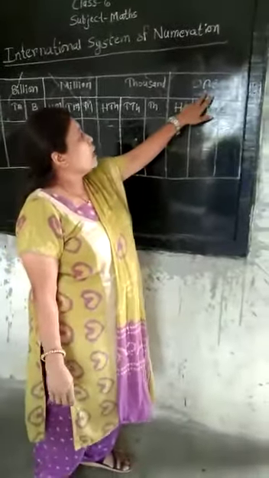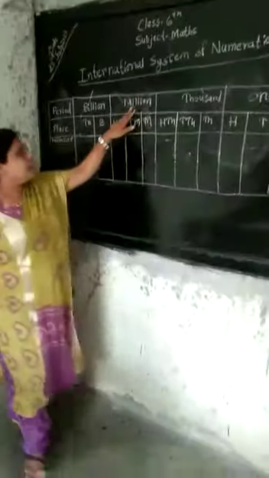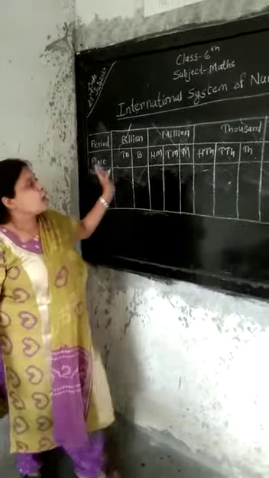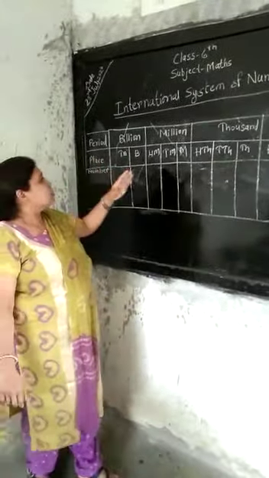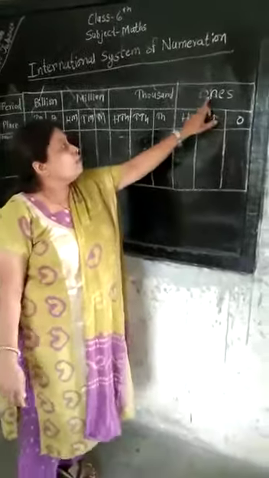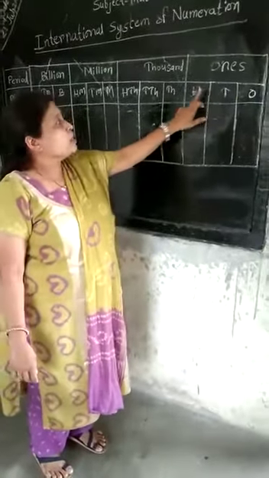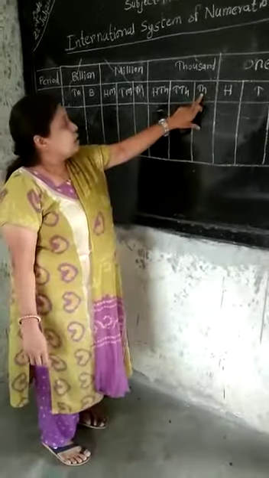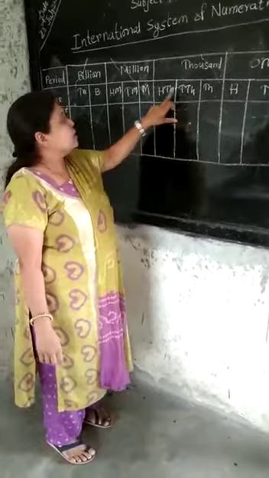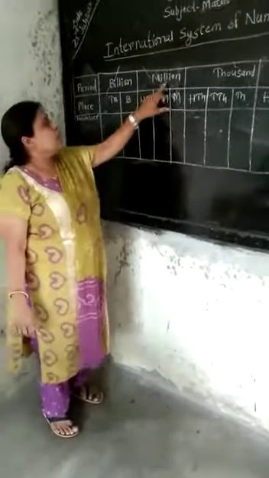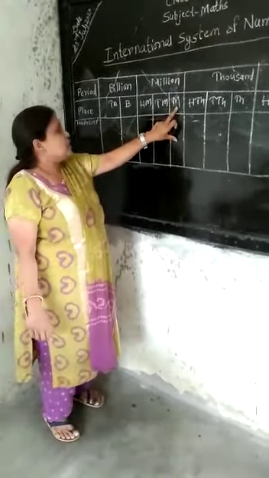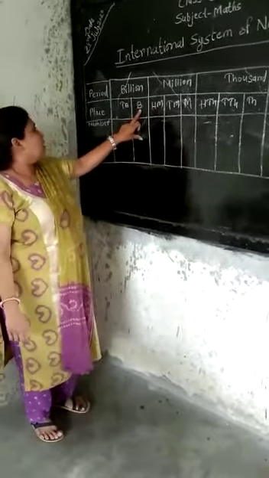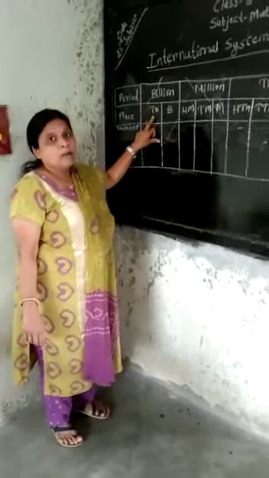In this, there are the ones period, thousand period, million period and billion period. How many places are there in the ones period? There are ones, tens and hundreds in the ones period. In the thousand period, thousand, 10,000 place, 100,000 place, and in the million period the places are million, 10 million, 100 million, and the billion period is divided into the places billion, 10 billion.